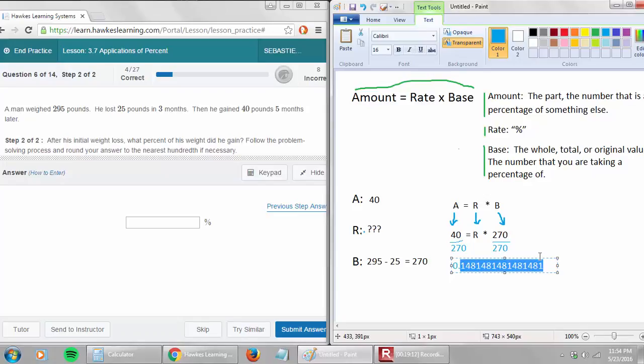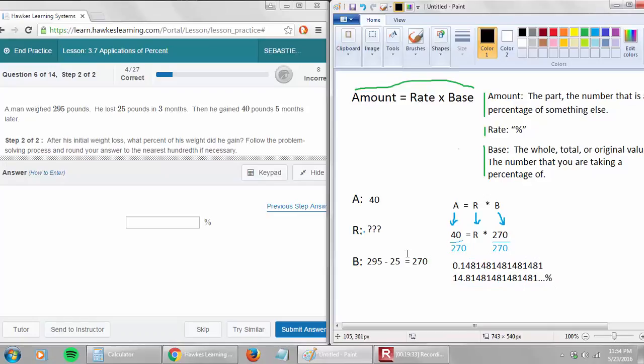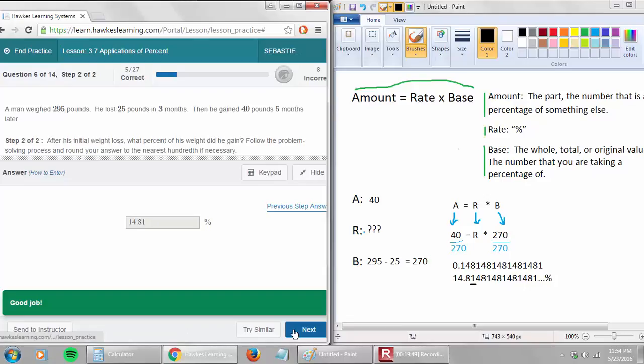And again, we're going to have to change that decimal to a percent. So I'm moving the decimal place twice. So that's going to be 14 point a bunch of horrible numbers percent. And then last but not least, because they say round to the hundredth, I'm going to look at my hundredths place, which is that second digit after the decimal. It's the 1. And it's followed by a 4, so you don't round it up. 14.81%. And I'll submit.